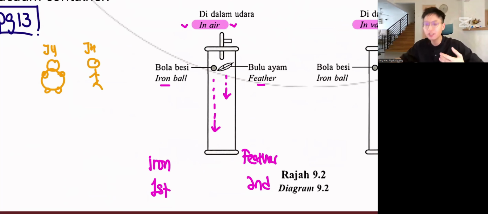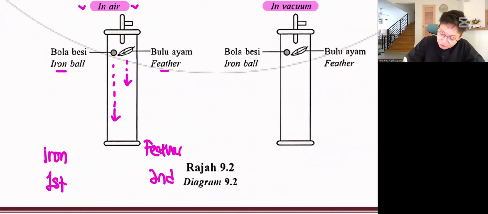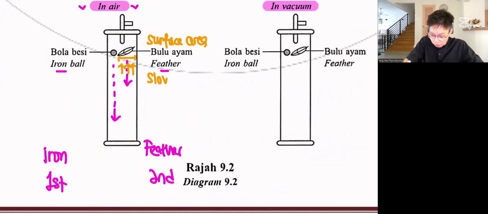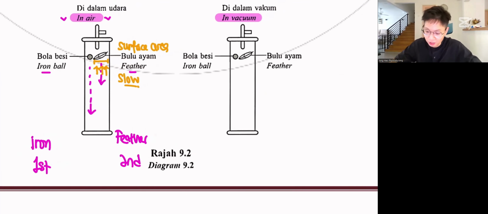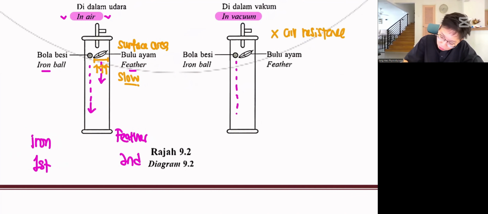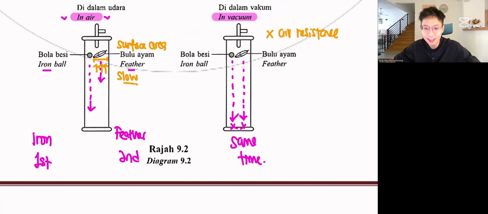Whenever we compare falling objects, what we want to compare is the surface area. Because this feather has a wider surface area, you will realize that it will block more air. If it blocks more air, therefore this one will be slower. That's why if I compare now in vacuum, when there is no air resistance there, both the iron ball and the feather will reach at the same time.